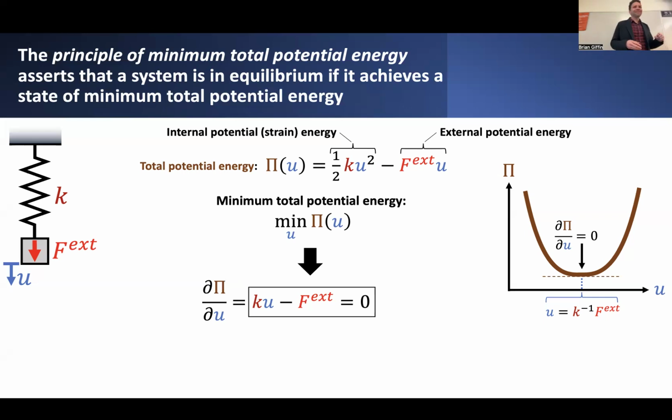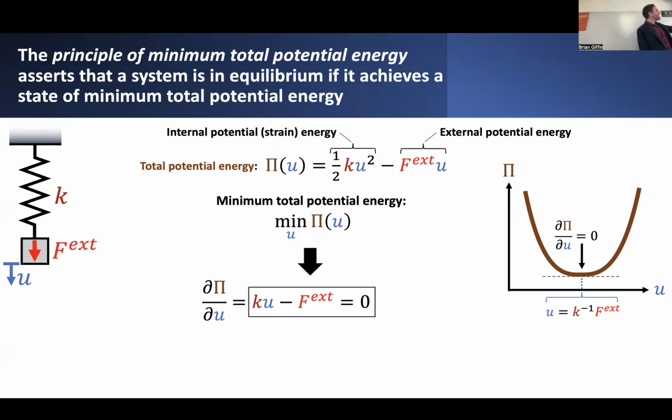And you can see rather magically, we get back exactly what we expected to get. Ku minus F external equals 0. Or in other words, Ku equals F external, the equilibrium equations. And this is sometimes called the variational approach to deriving the equilibrium equations. It's effectively yet another way, apart from the way that we've previously derived, to come up with these equilibrium expressions.